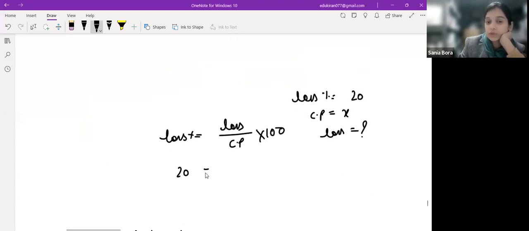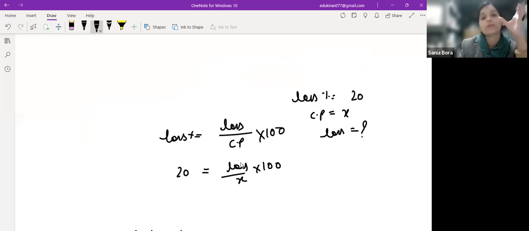Loss percentage was 20. Loss is not given. CP was X and the 100. Right? This X is in division. Whenever you have to find something, you have to make that term alone. So, you have to make the loss alone. Now, this 100, X will go this side. So, it will become 20 multiplied by X equals loss multiplied by 100. Right?